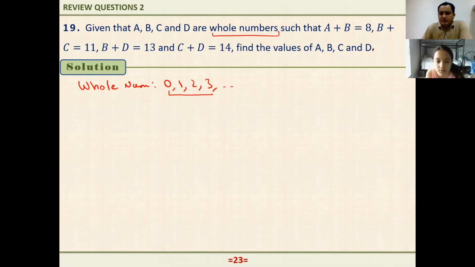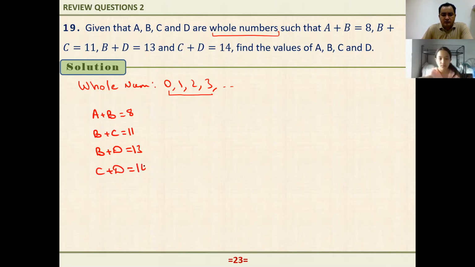And such that A plus B equals 8. Let me just write them here. What is given? A plus B is equal to 8. And the second equation, B plus C is equal to 11. And third equation, B plus D is equal to 13. And the last equation, C plus D is equal to 14. So what we have here is 4 equations, and we call this a system of equations in math. But this is a very, very simple example.